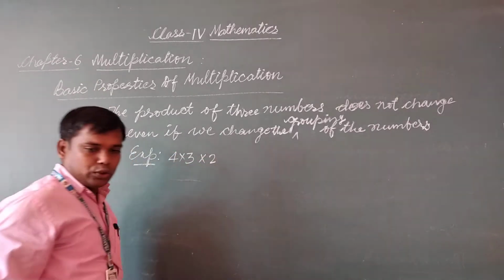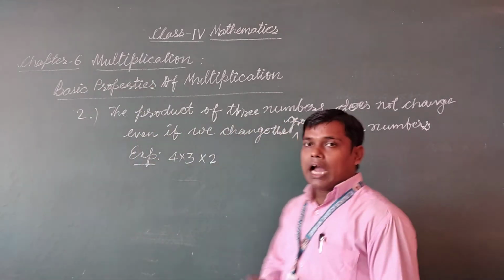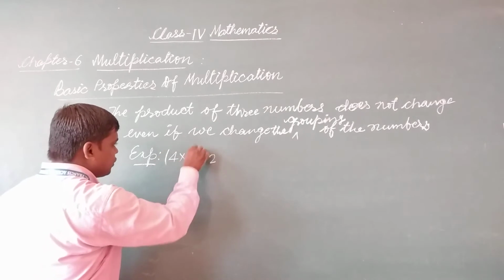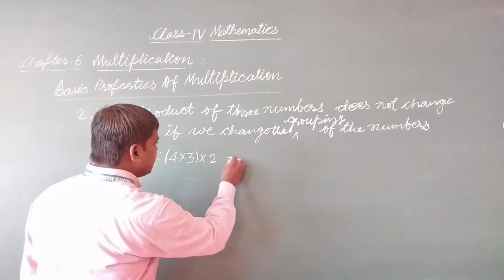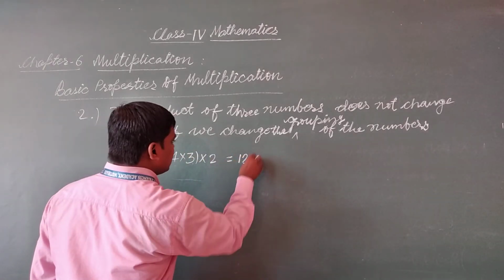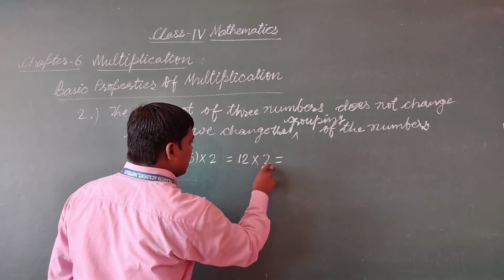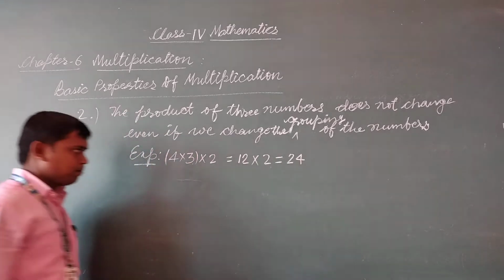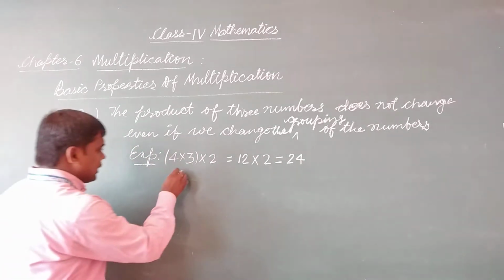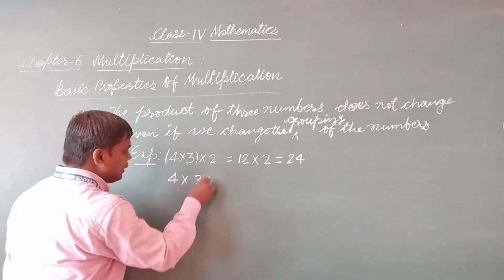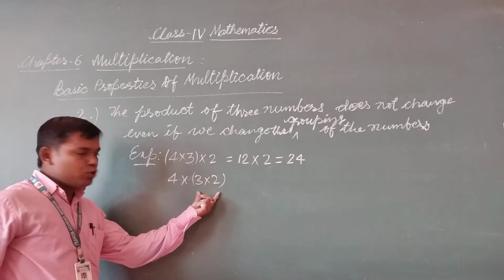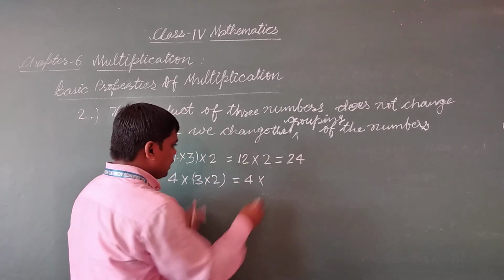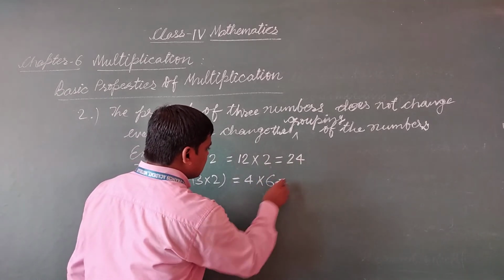Example, 4 into 3 into 2. Here are the three numbers and we have to find the product. So suppose first we are taking these two as a group. So we can write 4 into 3 is 12, 12 into 2, 24. Now 4 into 3 into 2. Now I am taking these two in a group. So 4 into 3 to the 6.